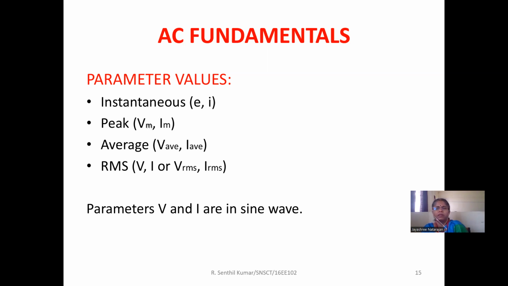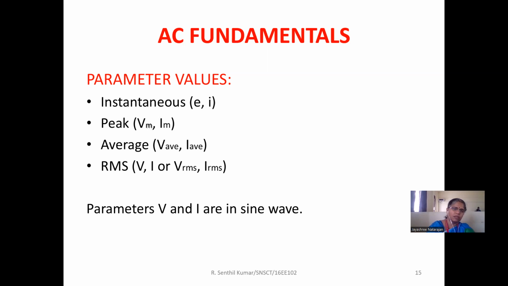Okay, right. In that case, how do we calculate the value at a particular instant? To calculate the average voltage, or the voltage at a particular instant, we need some parameters. Here we have listed some parameters. First is the instantaneous value, second is the peak value, third is the average value, and fourth is the RMS value. So, what is the instantaneous value?